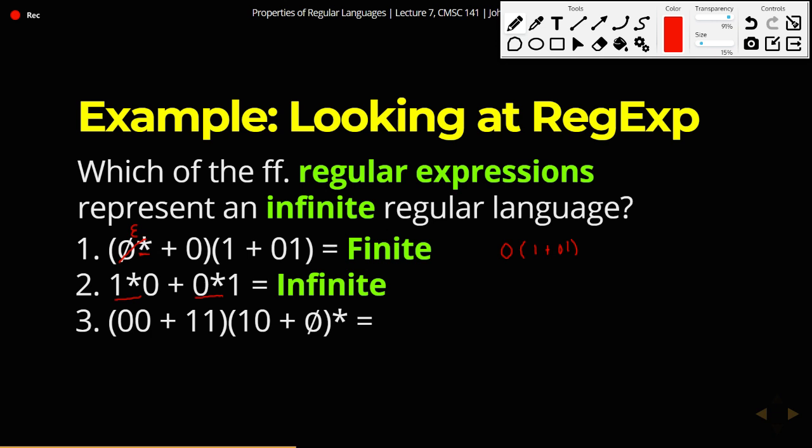Okay. Finally, let's look at this one. Let's try to simplify it. 1, 0 union null just becomes 1, 0, right? Because union with null is the item itself. But 1, 0 will have a star. So the resulting regular expression is 0, 0 plus 1, 1, concatenated with 1, 0 quantity star. The final regular expression still has a closure, so this is also infinite. Okay, so that's it for this one.